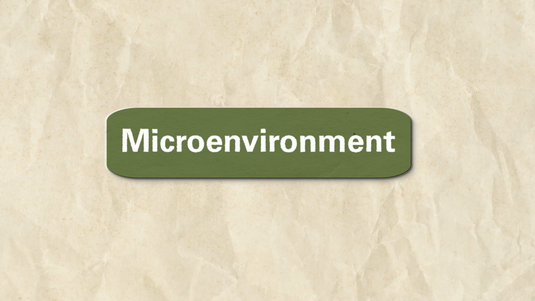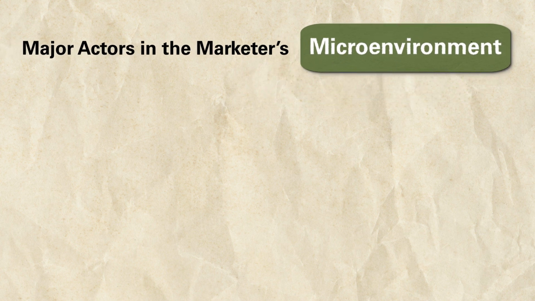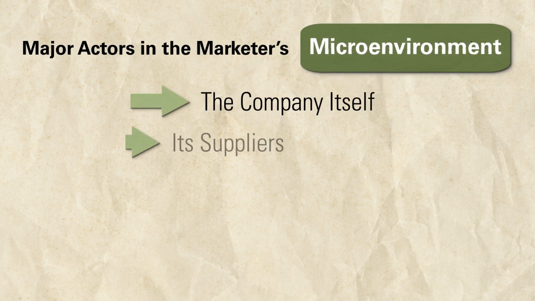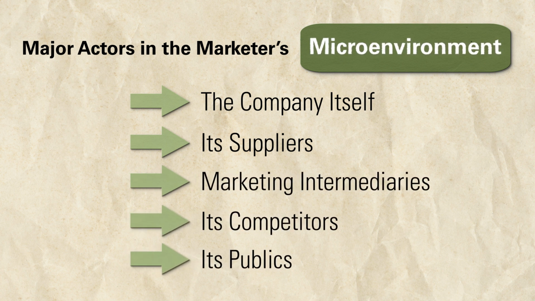Let's start with the microenvironment. The major actors in the marketer's microenvironment include the company itself, its suppliers, marketing intermediaries, its competitors, and its publics. Let's take a closer look at each of these and discuss how they impact the marketer's ability to service its customers.